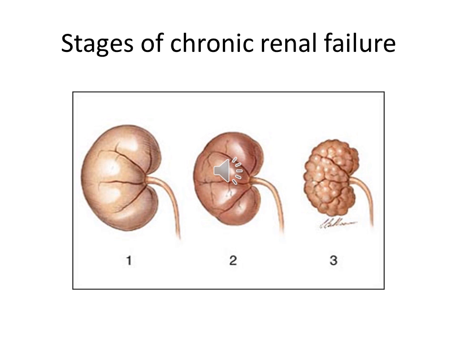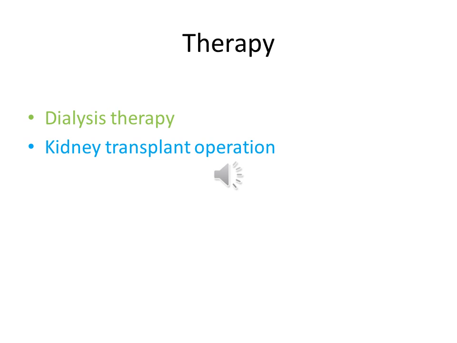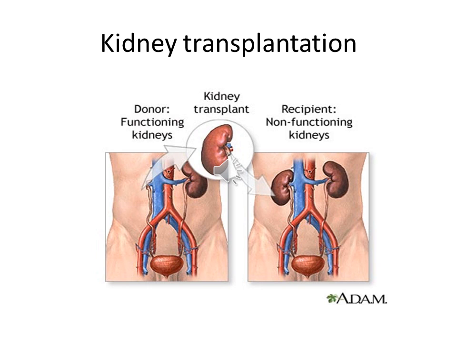The final stage, called end-stage renal failure, occurs when about 90% of the nephrons have been lost. People with end-stage renal failure need dialysis therapy and are possible candidates for a kidney transplant operation. This explains the process of kidney transplantation in case of renal failure conditions. People with chronic renal failure are possible candidates for a kidney transplant operation.